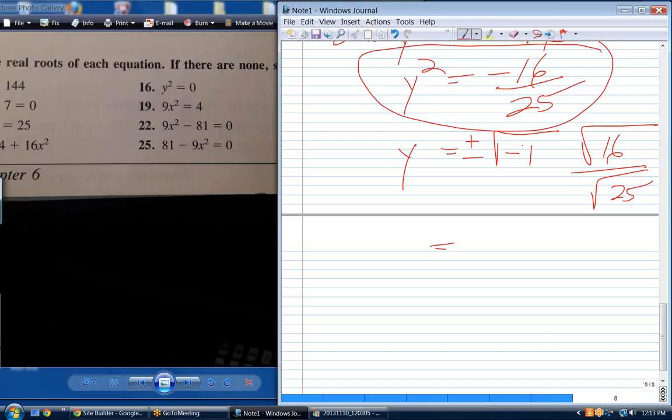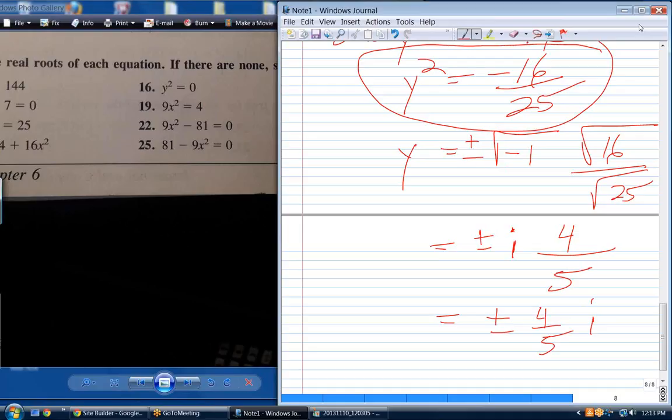Because you know what the square root of -1 is, that's i. And the square root of 16 is 4, the square root of 25 is 5. So it comes out plus or minus i times 4/5, which is the same as 4/5 i. But this step where you take out the -1, I find to be helpful myself.